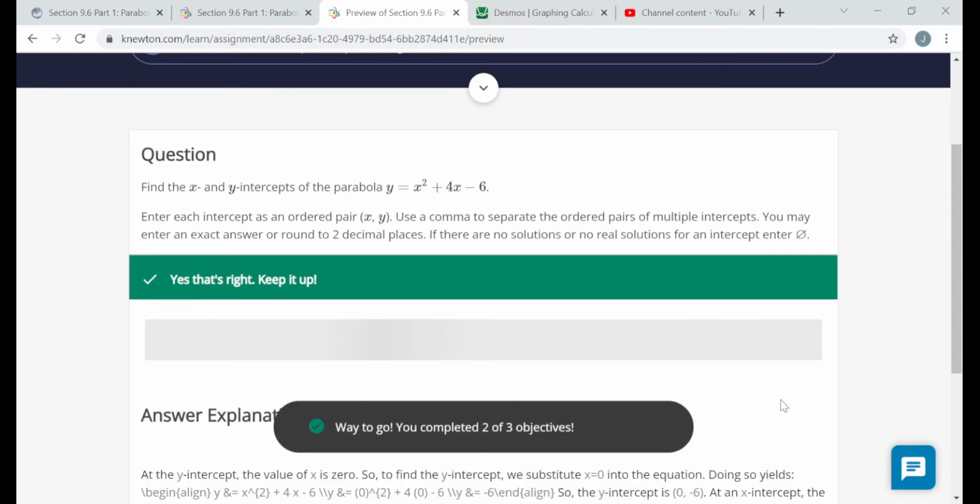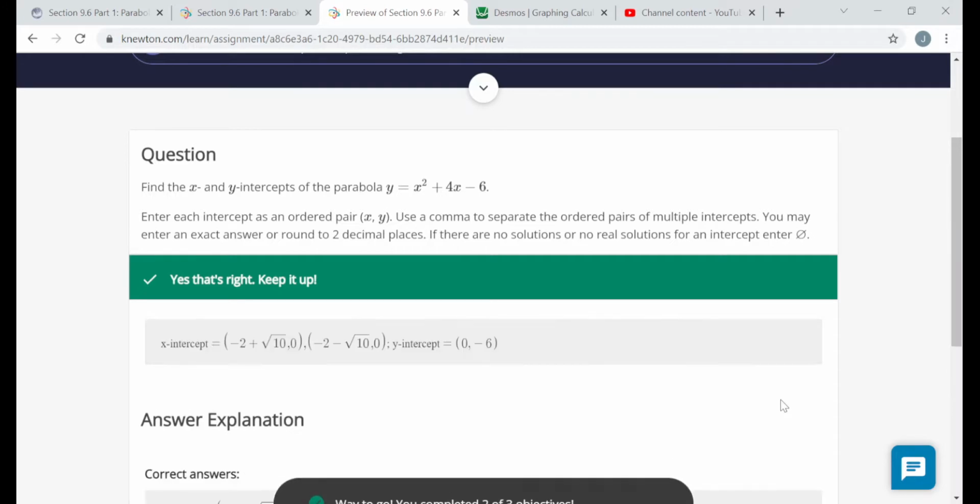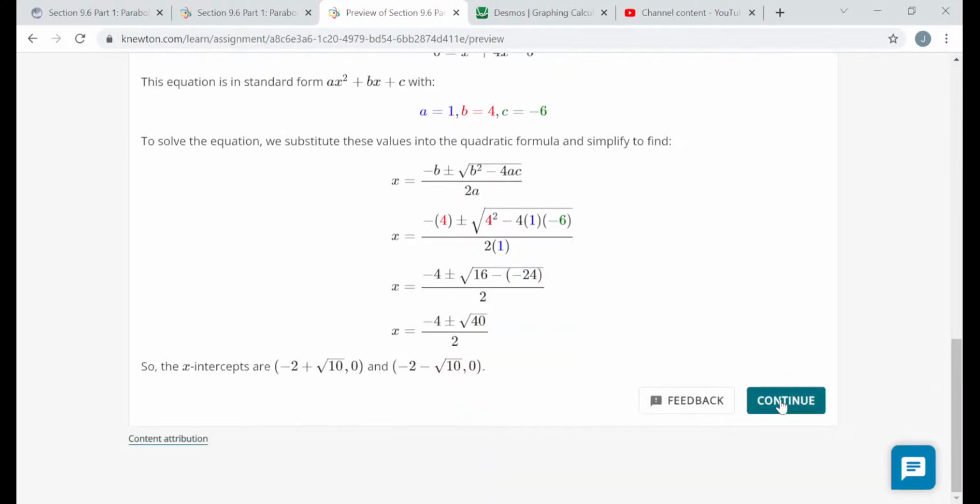Great. All right, so that objective's done now, right? Finding all the intercepts, the way you would find intercepts for any function, not just quadratic functions. Plug in 0 for x for the y-intercepts, and plug in 0 for y to find the x-intercepts.